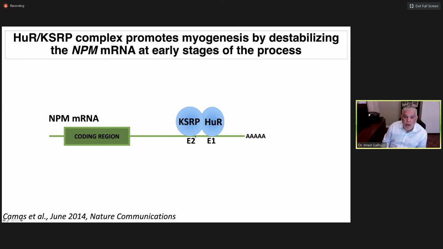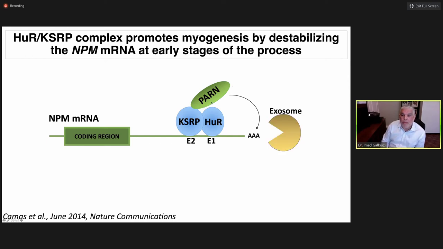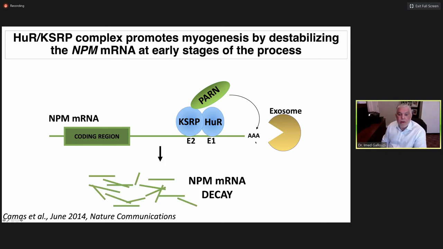What we showed is that HuR and KSRP form a tight complex in that study, and that complex, associated with the 3' UTR of nucleophosmin, recruits the exosome and promotes the decay of nucleophosmin mRNA, and that event was required for the early steps of myogenesis. We asked ourselves whether this is also the case for PGC1 alpha.